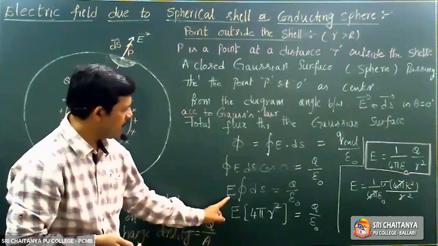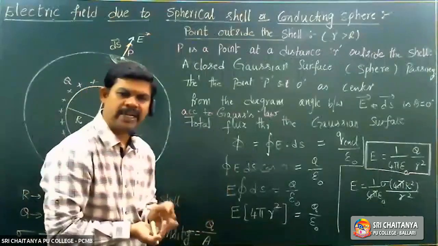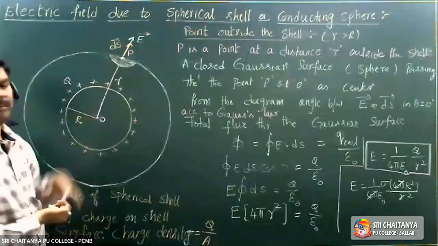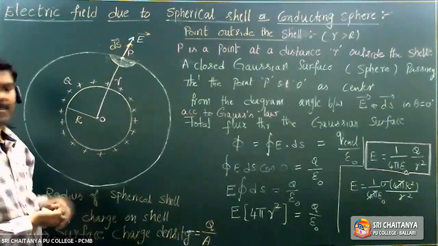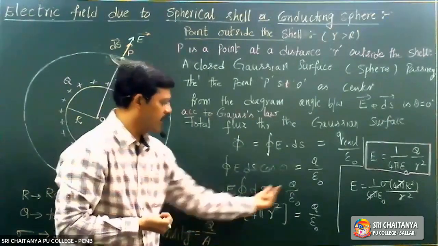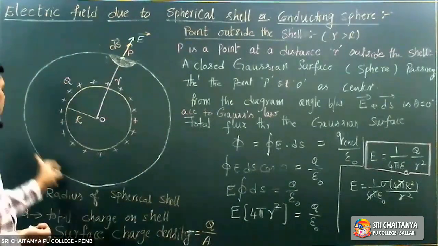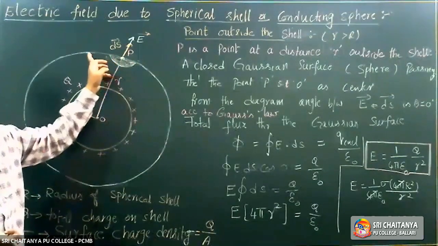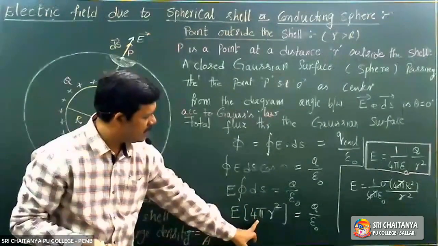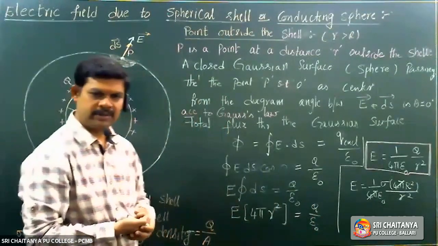Right? So E is a constant which is taken out. Why is it a constant? On this Gaussian sphere, at every point E is same because r is same, Q is same. So E constant, take it out. Integral of ds, q by epsilon naught. Integral of ds, that is the surface area of this Gaussian sphere. Its radius is r. So its total surface area is 4 pi r square, equal to q by epsilon naught. Right?